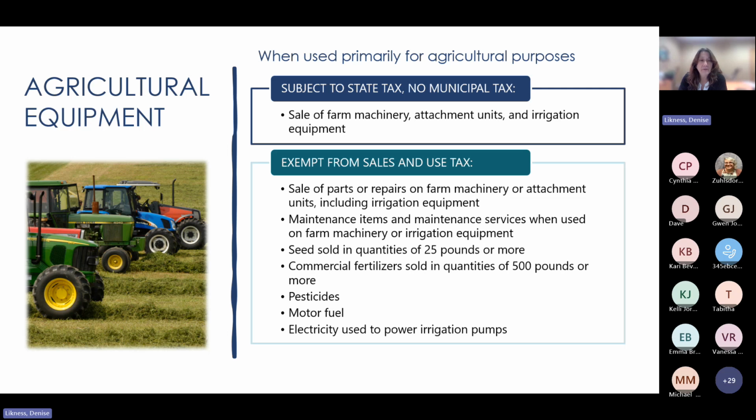Exempt from sales tax are the parts or repairs to the farm machinery, maintenance items, seed if it's sold in quantities of 25 pounds or more, fertilizers that are sold in 500 pounds or more, pesticides, motor fuel, and electricity used to power irrigation pumps. They can't purchase electricity exempt used for their shop or for their home. So like I said, they're exempt from some things, but they're not considered an exempt entity, exempt from all their sales. So you've got to really be careful when you're selling and what they're buying.